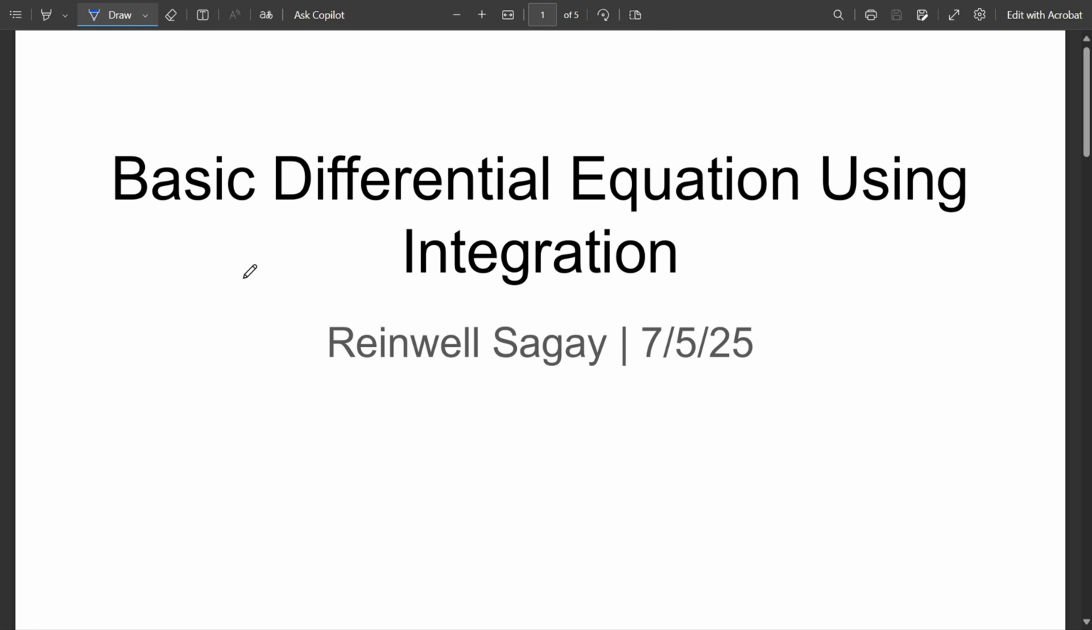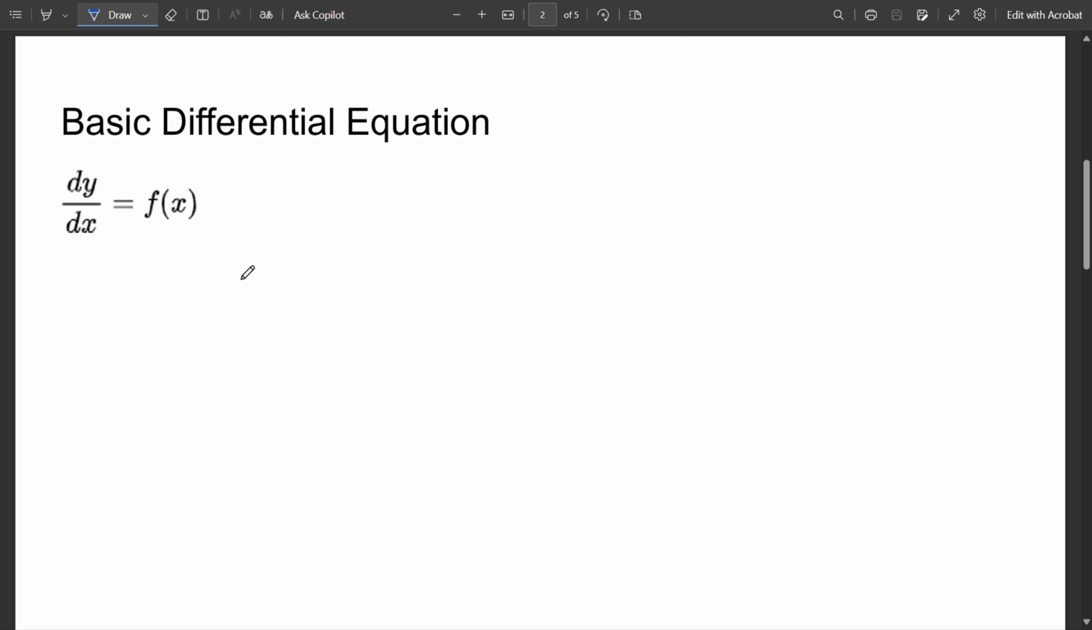Hello, and today I will talk about basic differential equations using integration. A basic differential equation is first order, where dy by dx equals a function of x. To solve this for y, we can manipulate it to dy equals f of x dx, and integrate both sides.